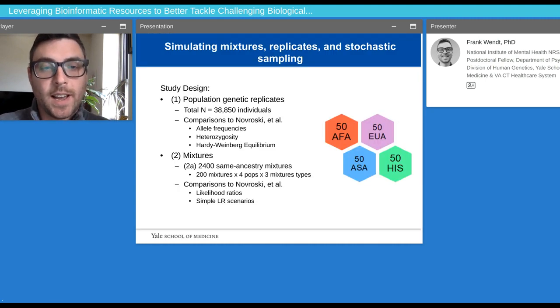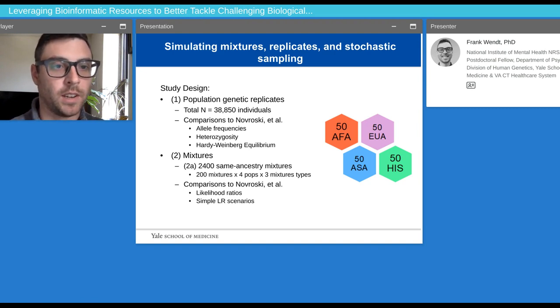Our study design included generating 50 population replicates of each of our target populations for a total of 38,900 individuals. We performed a couple of population genetic parameters on these 50 replicates and then compared those back to the Nicole Novroski estimates. We then took all of the individuals that we were studying and created 2,400 same ancestry mixtures. What that means is that we took two people from the African American cohort, mixed them together, and then performed our mixture match statistics using those individuals.